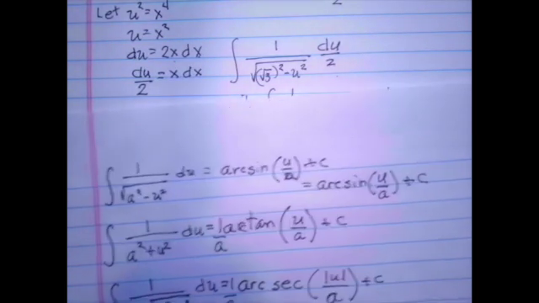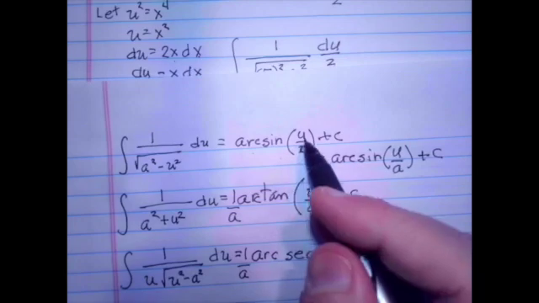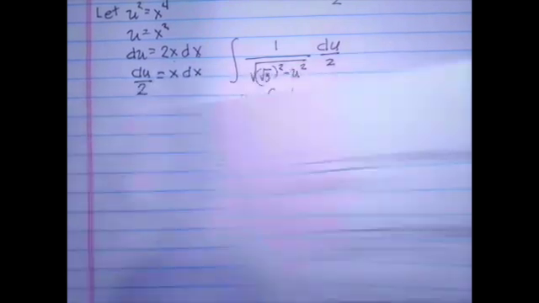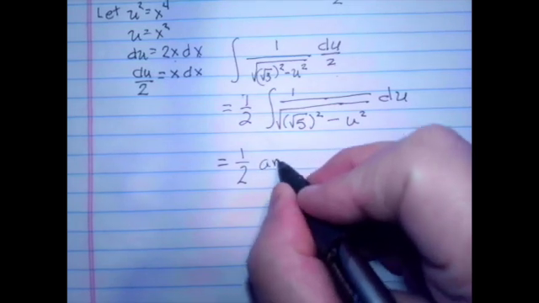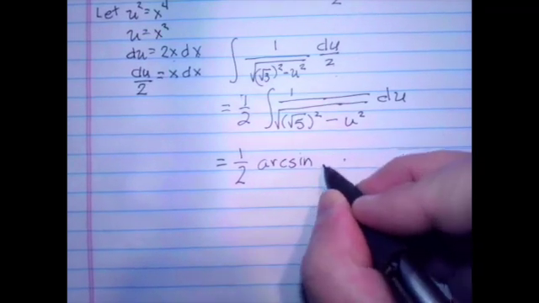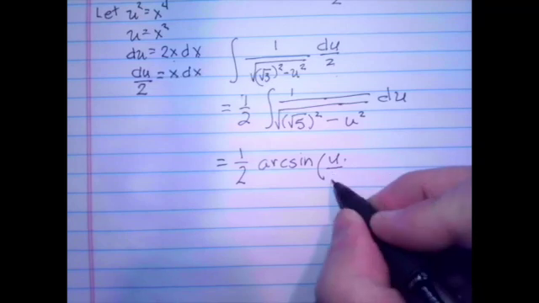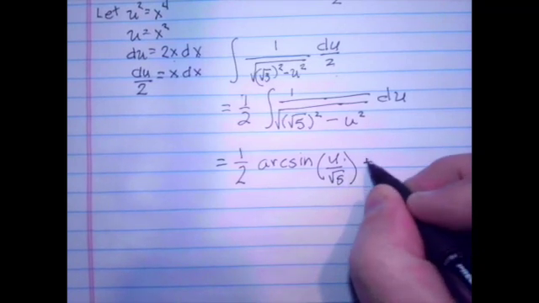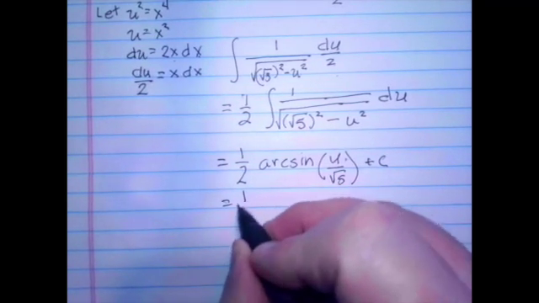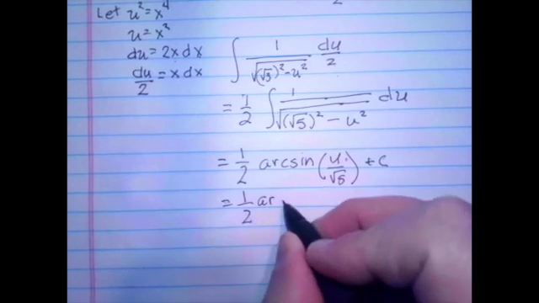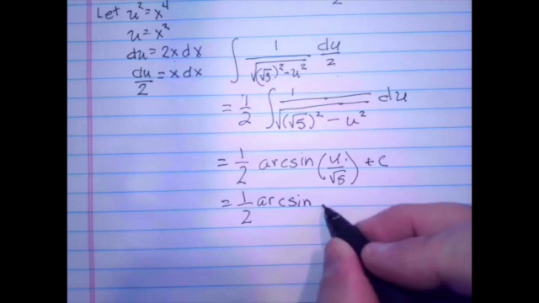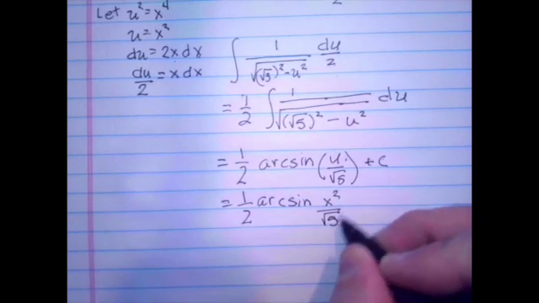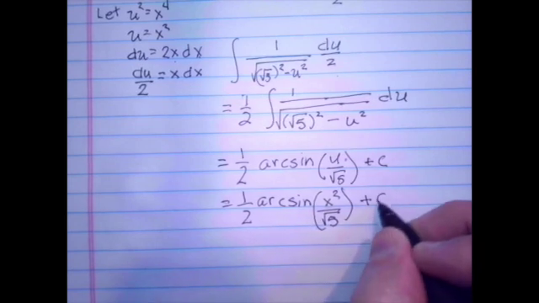So going back to our form, we want the arc sine of u over a. The 1/2 of course stays, so we'll have arc sine of u over a, which is the square root of 3. And so we have 1/2 the arc sine of x squared over square root 3 plus c.